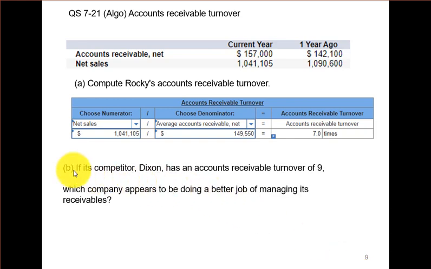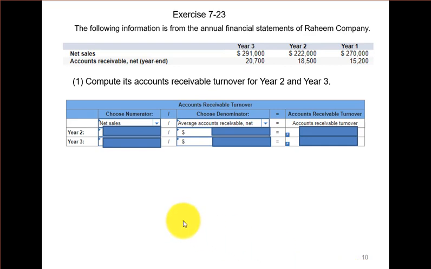So let's see. Here we go. Part B. If its competitor Dixon had an accounts receivable turnover of 9. Which company appears to be doing a better job of managing its receivables? Well, 7 is not as high as 9, so it looks like Dixon's doing a better job. All right. Let's look at another situation here from Chapter 7.